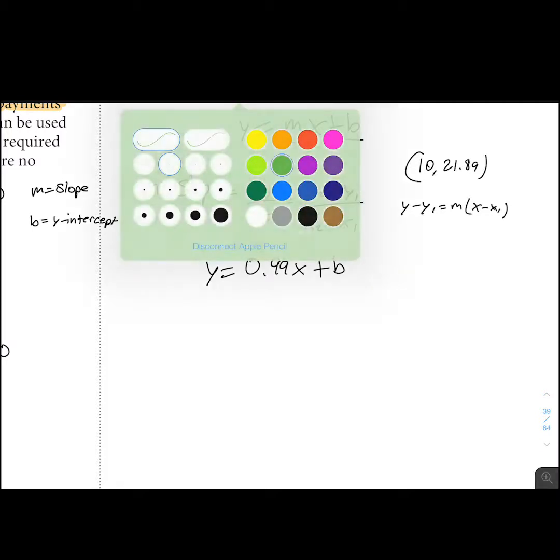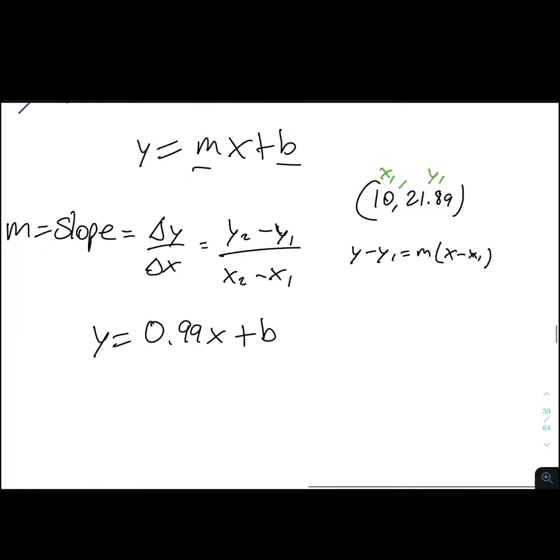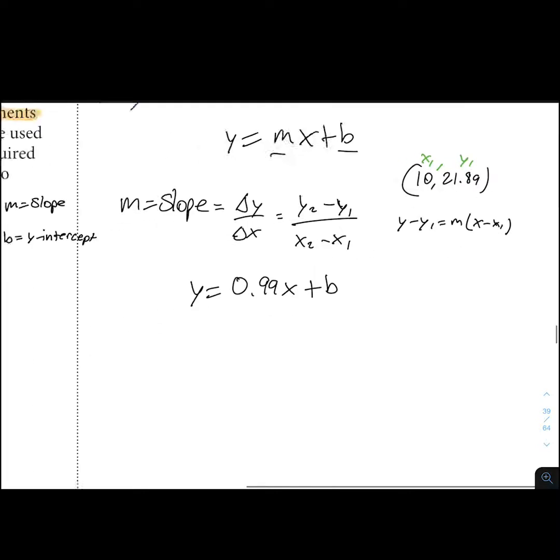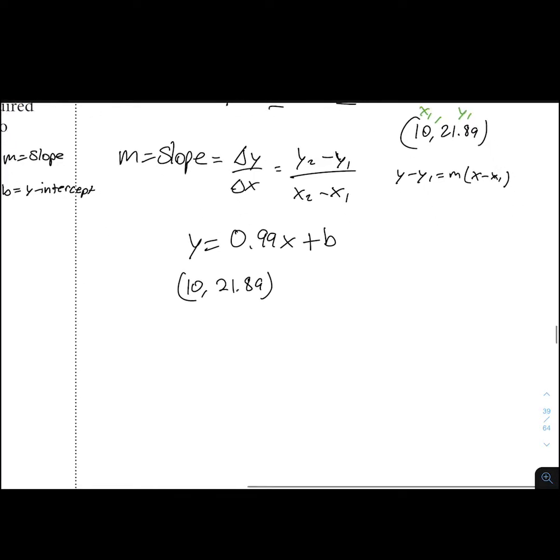You can plug in the 10 for your x1 and the 21.89 for your y1, and then plug in your slope as well. That will get you your answer, and that'll be good. Second option is plug in your points. So we've got here 10 comma 21.89 into the current equation that you just found.